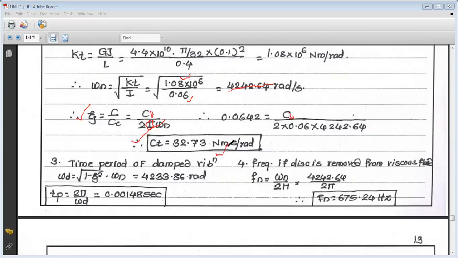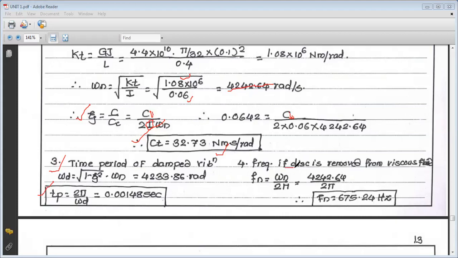Now from the value of omega n, we can find out the value of omega d. This is the expression for omega d. So omega d is equal to square root of 1 minus zeta square into omega n. So that is equal to 4233.86 radian per second. So from that we get the value of omega d. And if we get the value of omega d, we can find out the time period. So time period is equal to 2 pi upon omega d. So Tp is equal to 0.001486 seconds.